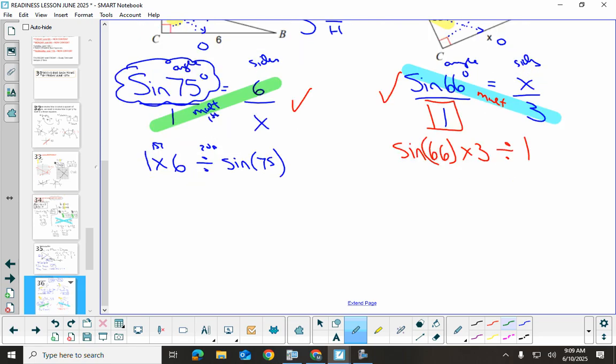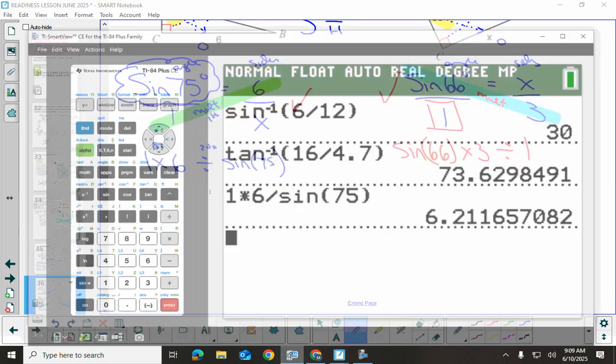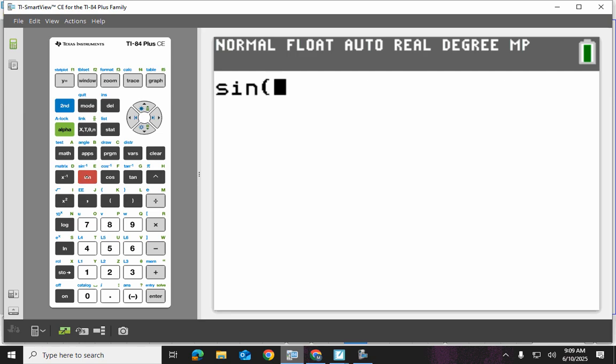Okay, so you do the cross multiply first, then you do the divide by 1. Now, when I hit sine, what immediately appeared on my screen? A bracket. So when I go 66, you have to finish off that bracket before you do the times 3. If you don't finish off the bracket, you'll get a wrong answer. You will not get an error. You will just get a wrong answer. Okay, so this bracket right here, that has to be there.